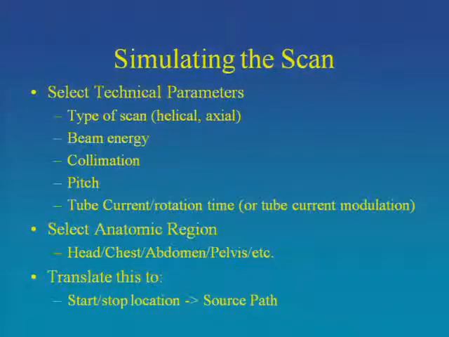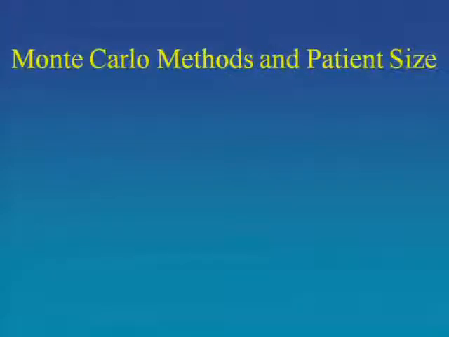You simulate the scan next, the technical parameters. It's almost like sitting at the scanner. Say, what kind of scan would you like? What beam energy, what collimation, what pitch, tube current, rotation time, or whether you're using tube current modulation. You select the anatomic region, and you translate that to a start and stop location and a source path. Okay, and then you move your source virtually around the patient and do this transport. So you shoot photons, probabilistic interactions, and then you calculate absorbed dose. It comes out like magic.